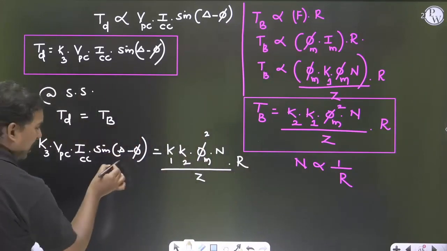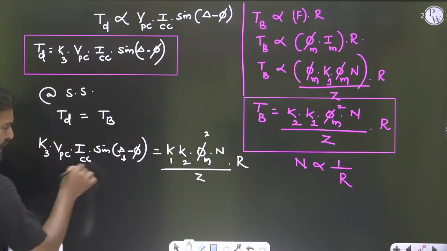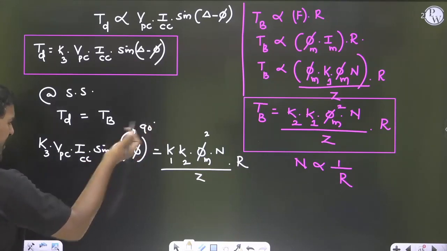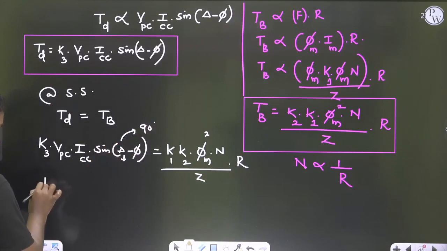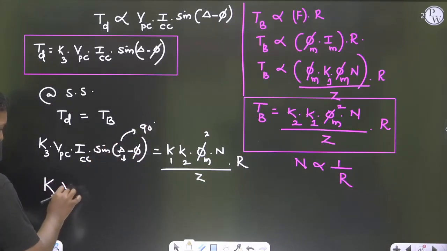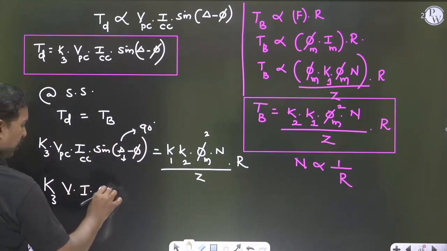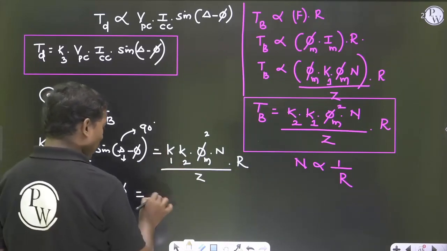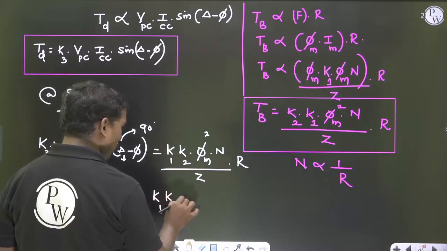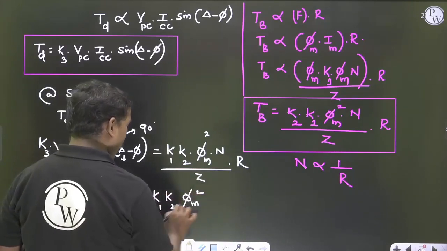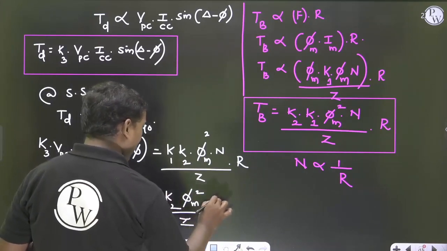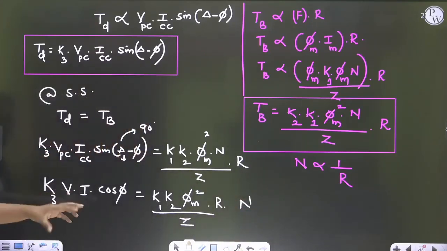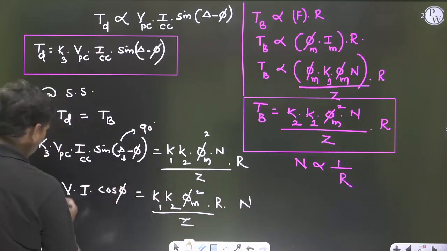Let us take the ideal case. Ideal case, if I take phi is equal to delta is equal to 90. Suppose delta is equal to 90, that is the ideal situation, cos phi. So this is some constant K3. This is VI cos phi. This is nothing but power. We got the power expression. And let us take all this together as one constant, K1 K2 phi m square by z and R, is equal to n.